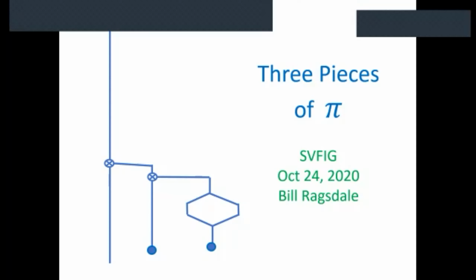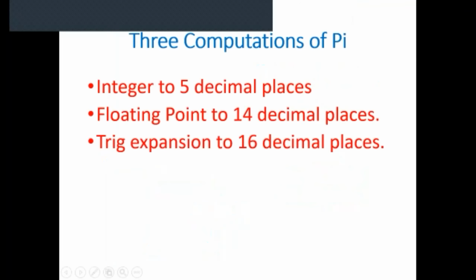All right, 3 pieces of pie, 3 different approaches. The 3 approaches: first, I'm going to use integer math, computing pi to 5 decimal places; floating point to do it to 14 decimal places; and then a trig expansion to 16 decimal places. These are grossly inferior methods because they're limited strictly by the stack width of the computer.